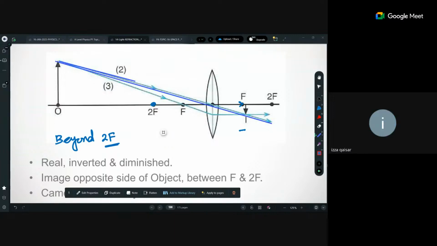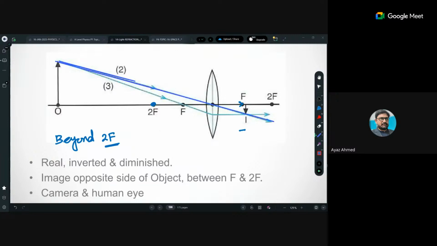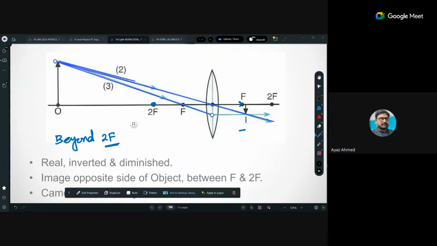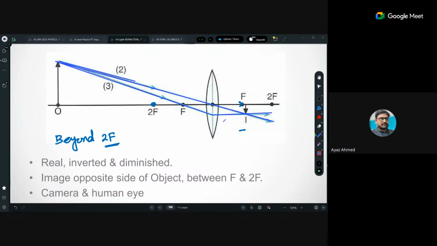Ray number two is that which passes through the principal focus, reaches the lens, and afterwards becomes parallel to the principal axis. So here is the point where these two intersect each other. This is the head of the image. I told you the tail of the image, like the tail of the object, will always be on the principal axis.